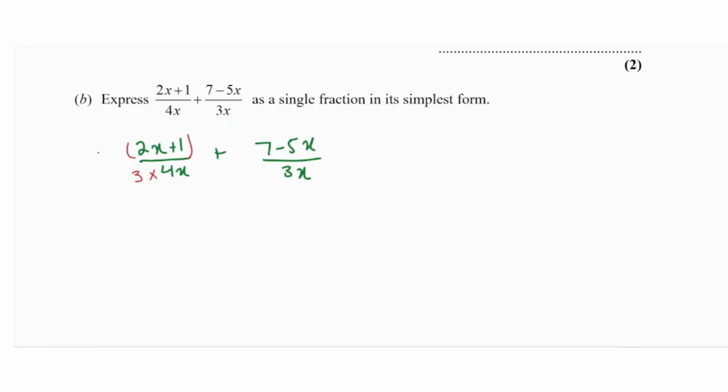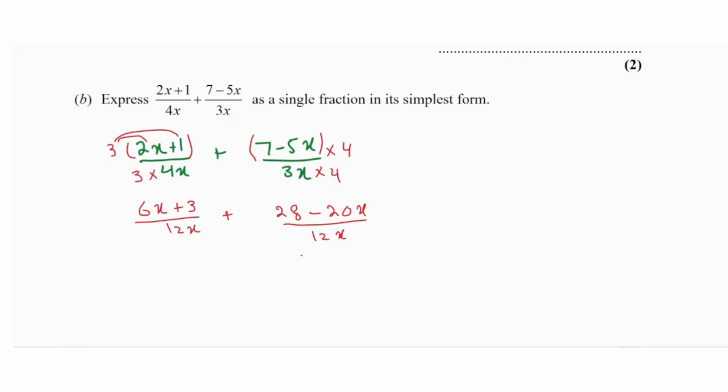So we're going to multiply here by 3, and this part we're going to multiply by 4, and this part we're going to multiply by 4. Okay, so what we'll get over here, 3 times 2x is equal to 6x, and this one gives us just 3 over 12x. Then we can expand this one. 4 times 7 is 28 minus 4 times 5x is 20x over 12x.